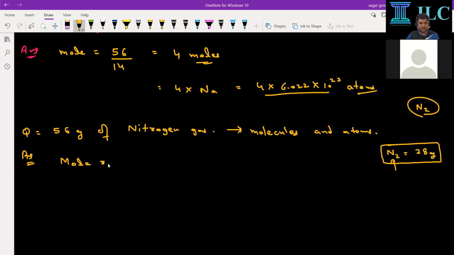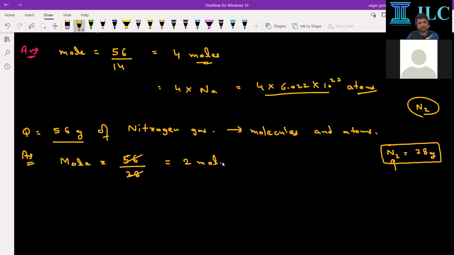Okay, so how can we find out the mole? Mole we can find out as given mass upon molar mass. How much is the given mass? 56. And how much is the molar mass? 28. So 56 divided by 28. So how much moles will you get? 2 moles. You just got the 2 moles. Okay, fine.